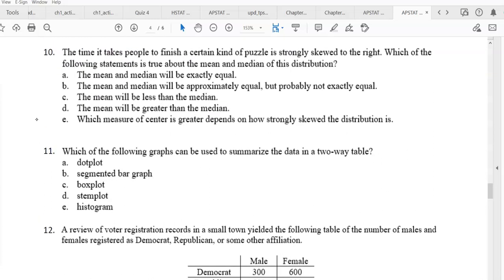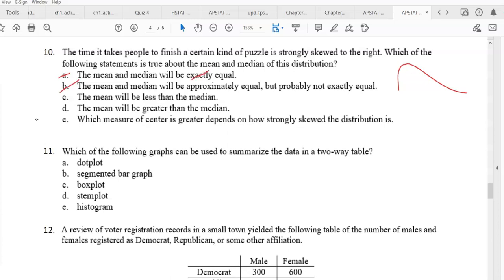The time it takes people to finish a certain kind of puzzle is strongly skewed to the right. I like to draw and think about that. Skewed to the right, which is one thing that's true about the mean and median. The mean and median will be exactly equal? That's for symmetric, not for skewed. Mean and median will be approximately equal? That's symmetric too.